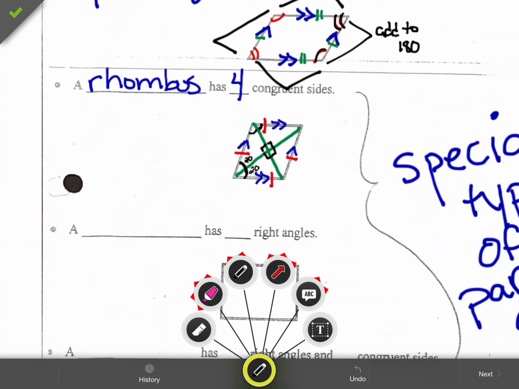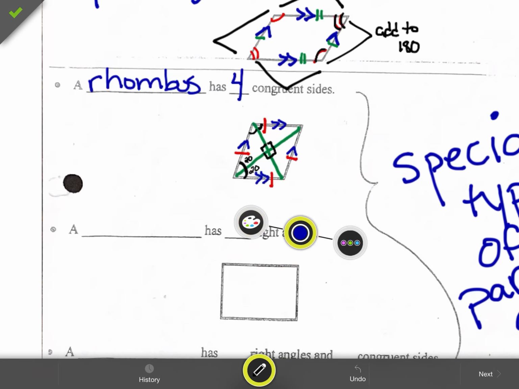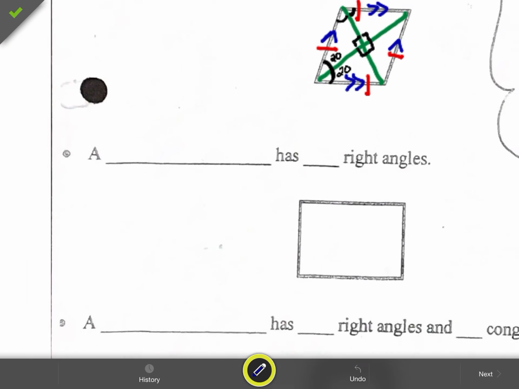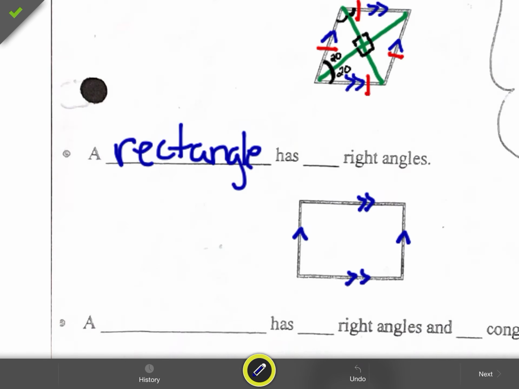The next special parallelogram we're going to look at is the rectangle. The rectangle fits your definition for parallelogram because the top is parallel to the bottom and the left is parallel to the right. Okay. Now, what makes the rectangle unique is that a rectangle has 4 right angles. Okay. And again, you know this. This is not a new fact.